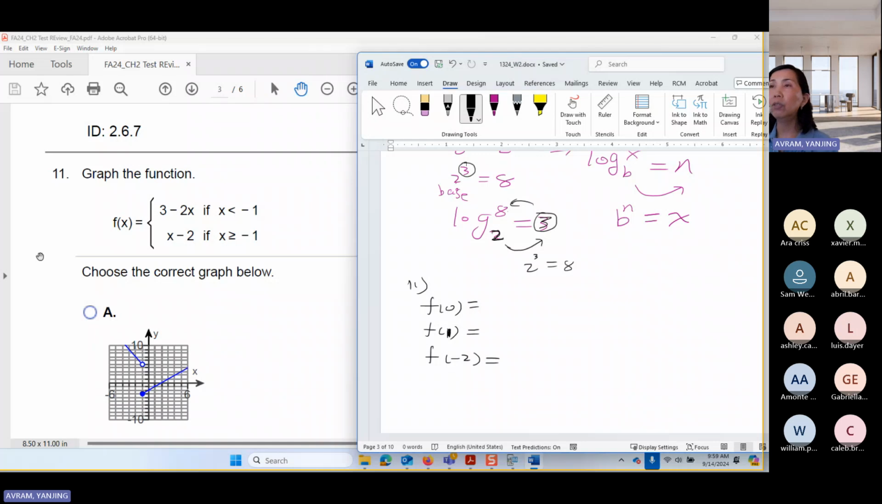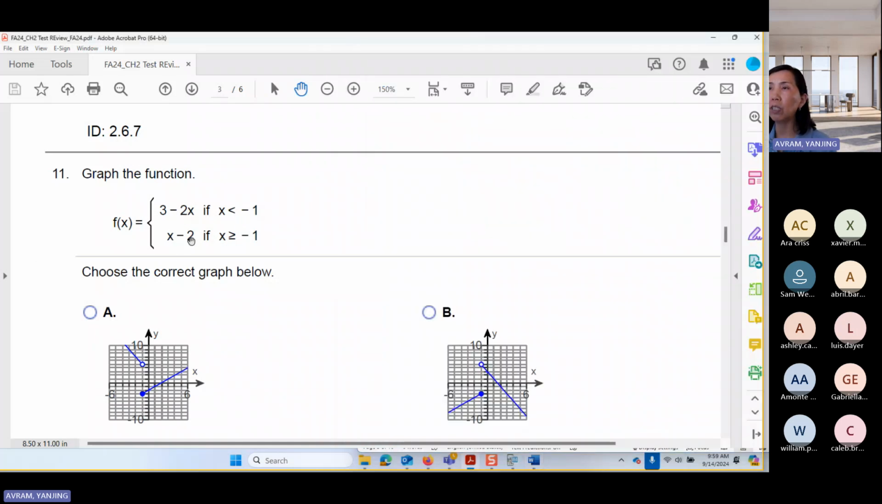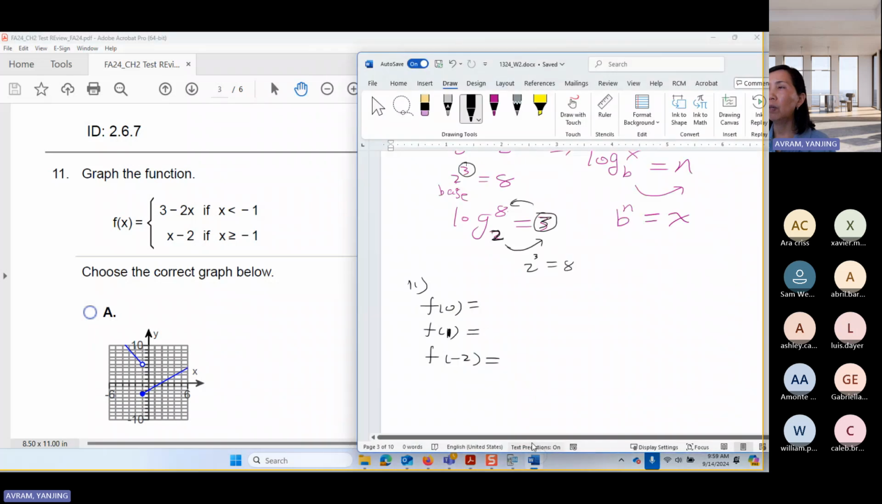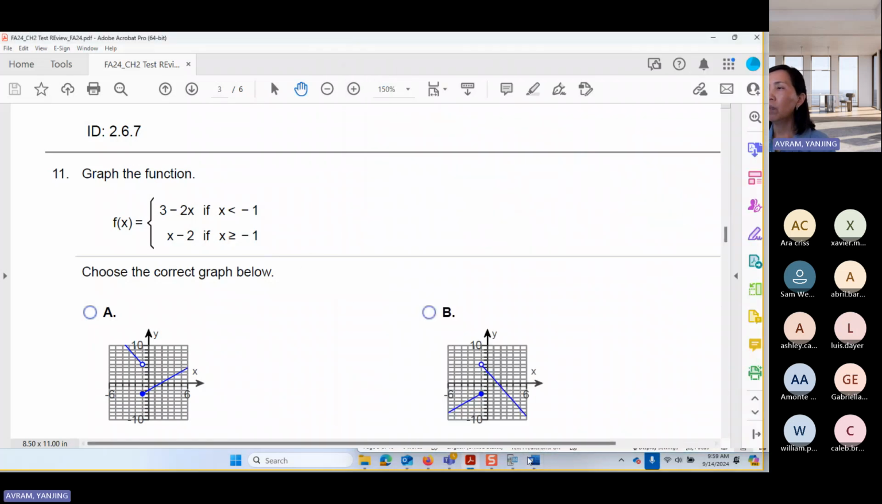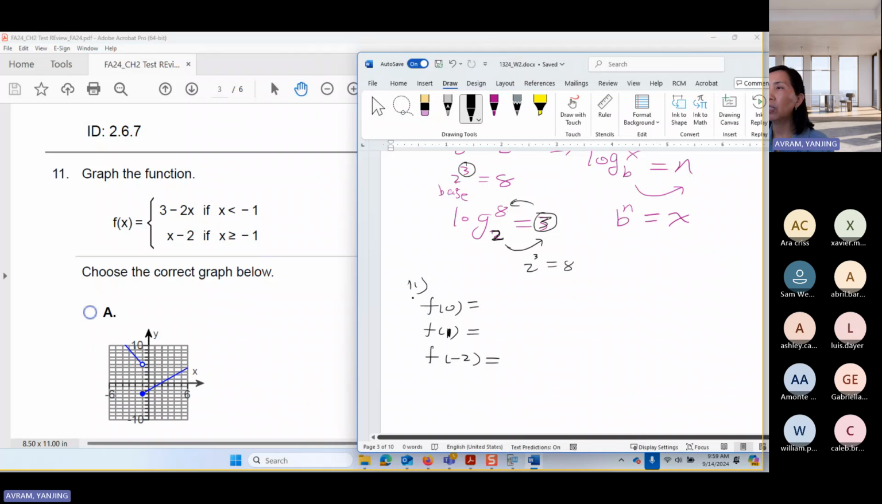Well, you have to look at which function to use. You look at the first piece or the second piece for f of 0. So you want to look at the domain for the 0. Is 0 less than -1? So you'd want to do the second one? Yes, because 0 is greater than or equal to -1. So we're going to use x minus 2, this piece, and then replace the x by 0. All right, so that would be -2, right?